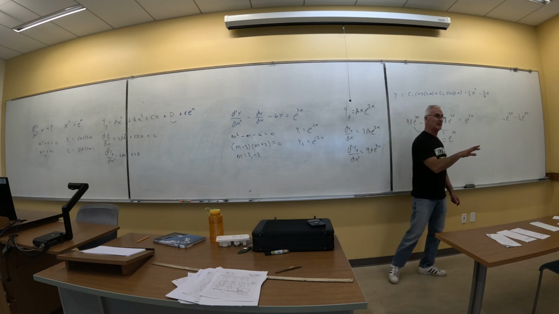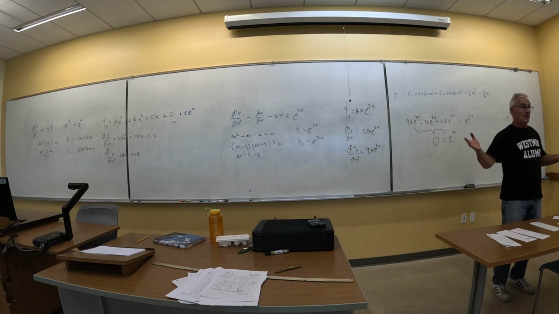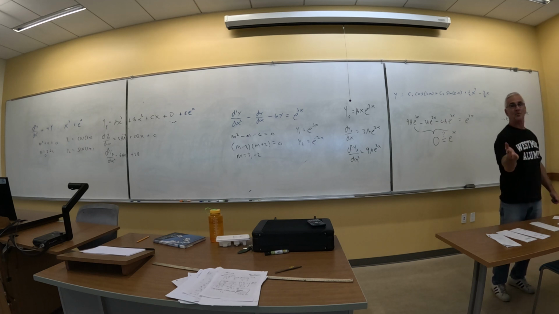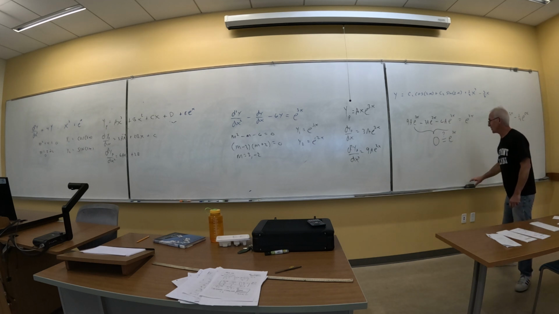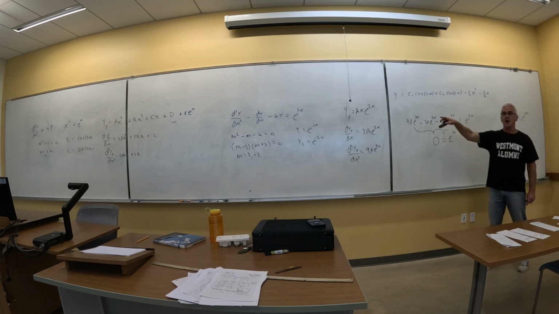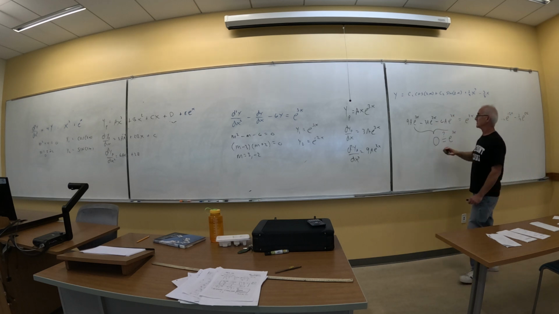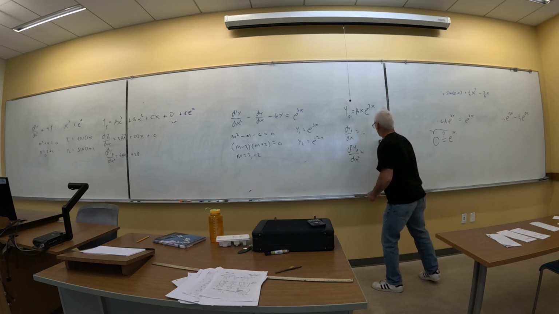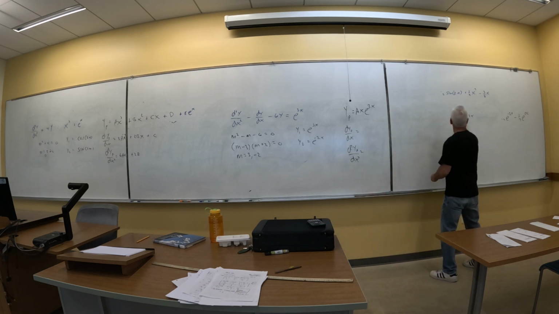The fact that it came from the particular is irrelevant. It's still, e to the 3x solves the homogeneous. It cannot also solve the particular. That would not be possible. So here's a situation where I snuck one in on you. So this is not going to work, what I have in front of me. So I got to use a little product rule, right?